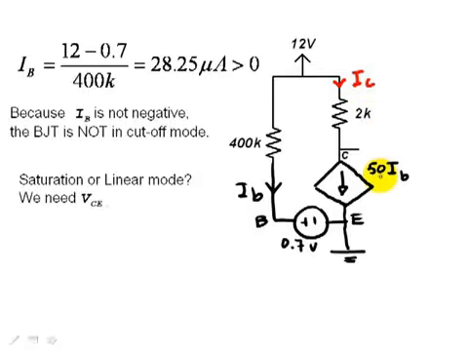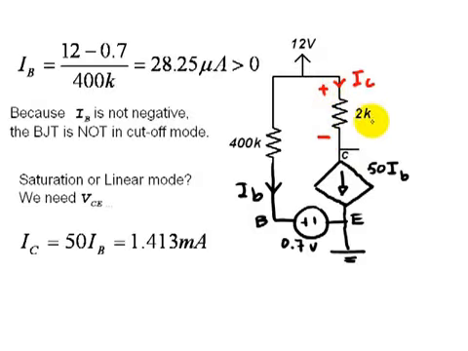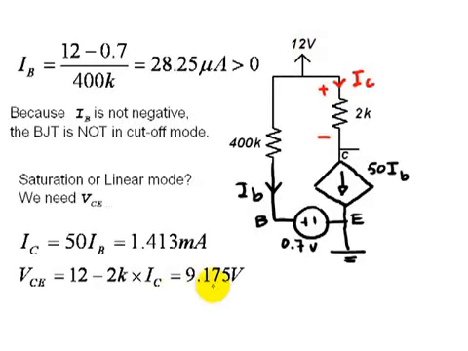Let's compute that current in the collector is 50 times IB. We know IB. That current is 1.4 milliamps. Now that current will produce this voltage drop in this 2 kilo ohm resistor, and the voltage CE, which is just the voltage of the collector, is 12 volts minus that drop, it's 9.2 volts, which of course is more than 0.2, and that has an implication. The implication is the transistor is in linear mode of operation, and this circuit really represents its behavior.